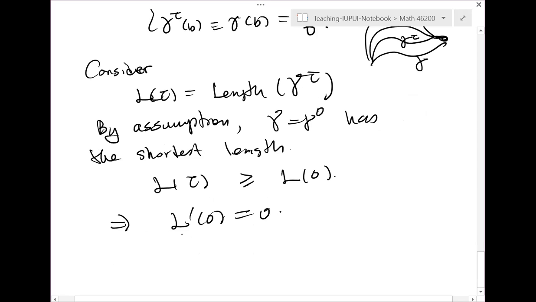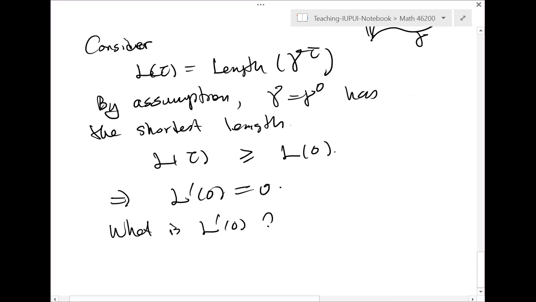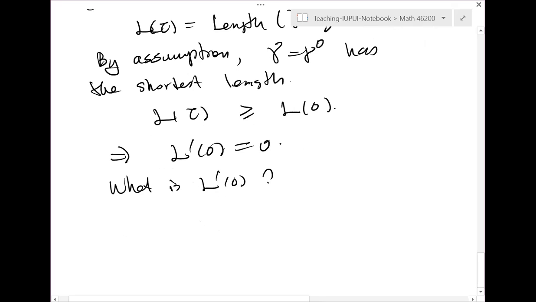So now you have to calculate what is this, right? Can we express it? Okay, we have to find out this. I'm going to try to find it.